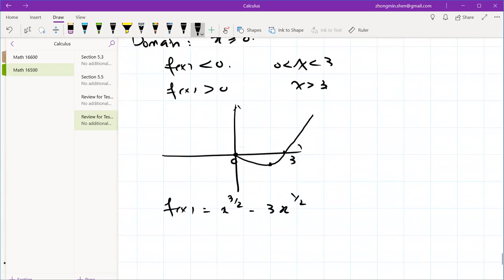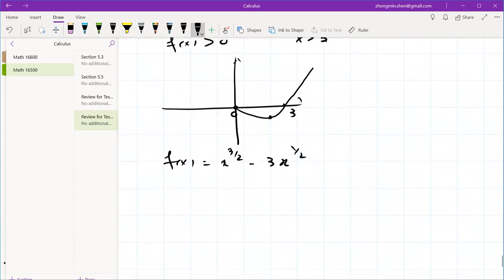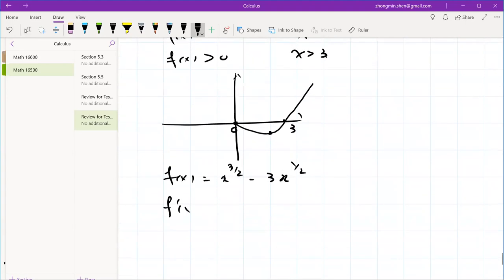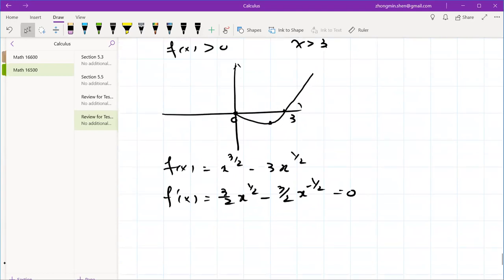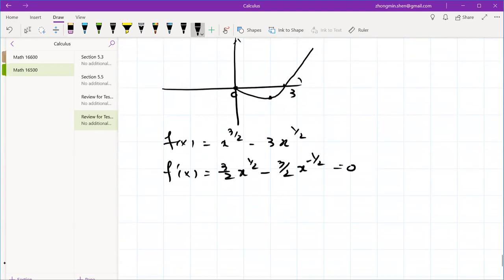All right. So let's find the derivative, because when you see the picture, you know where the critical numbers are. So that will help you to avoid making mistakes, even computation mistakes. So it's going to be 3 over 2 x to the 1/2 minus 3 over 2 x to the -1/2. If you set this to be 0, 3 over 2 will be gone, all right? And x equals 1.